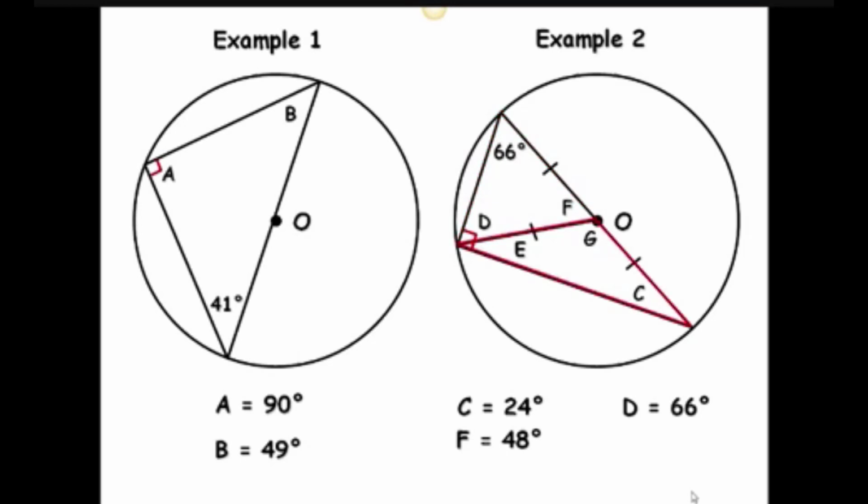So let's focus on the other triangle that's got E, G and C in it. And notice again, we've got an isosceles triangle here. We know what C is, remember, it's 24 degrees, which means E must also be 24 degrees. And if E and C are both 24 degrees and the three angles of a triangle add up to 180, that must mean that G is 132 because we take two 24s away from 180.